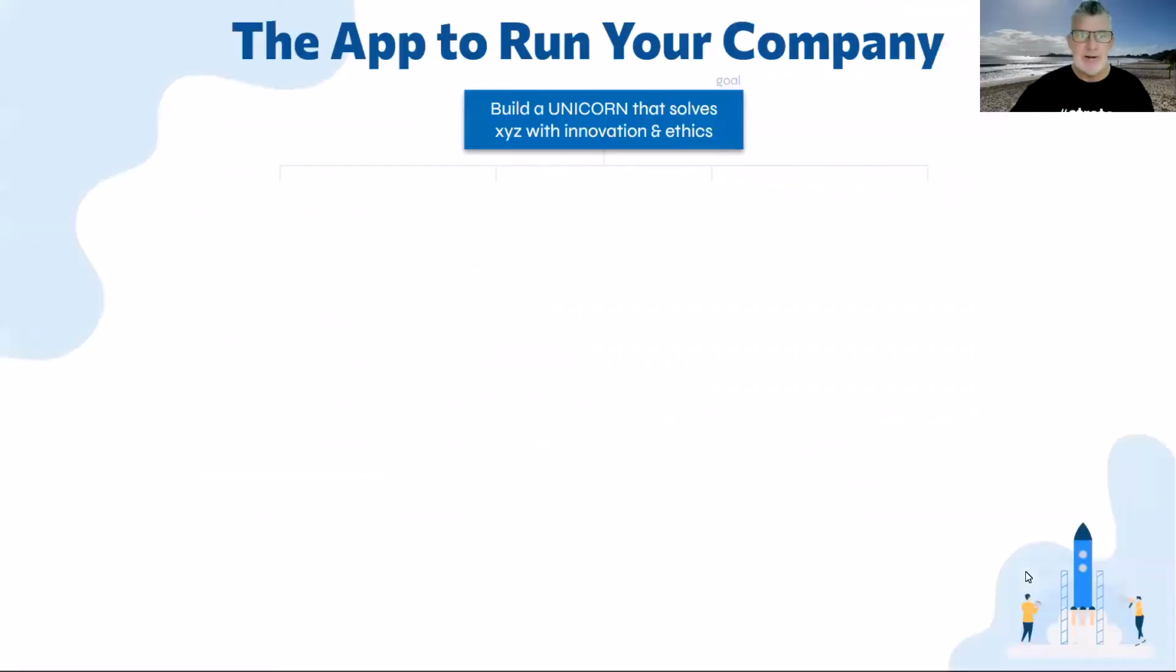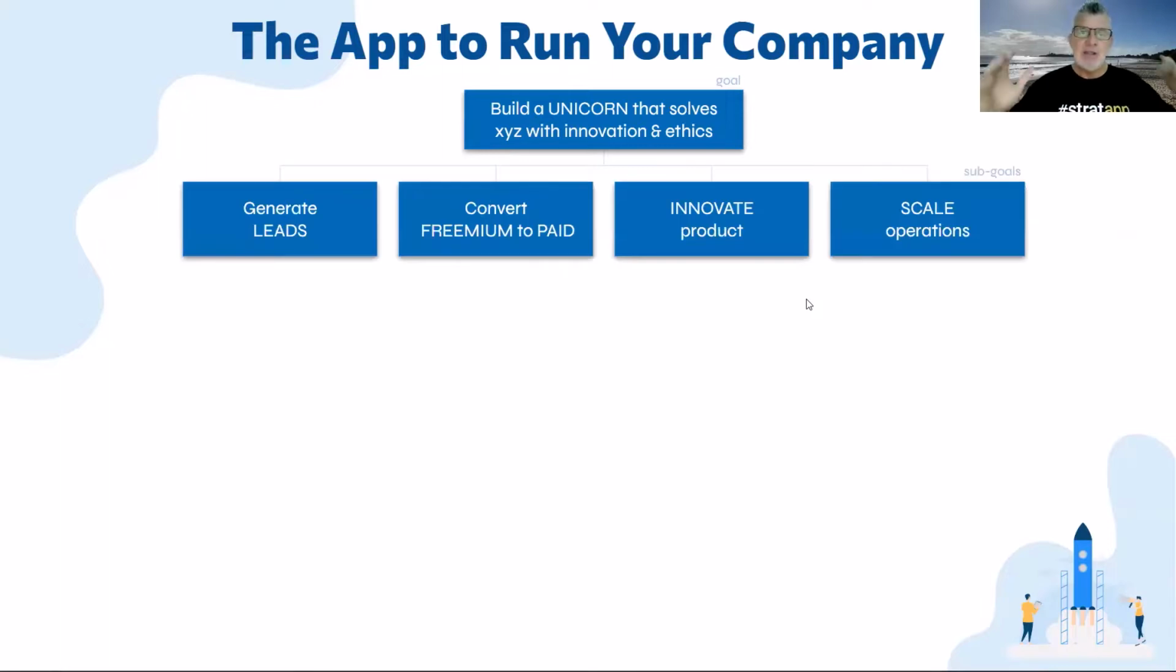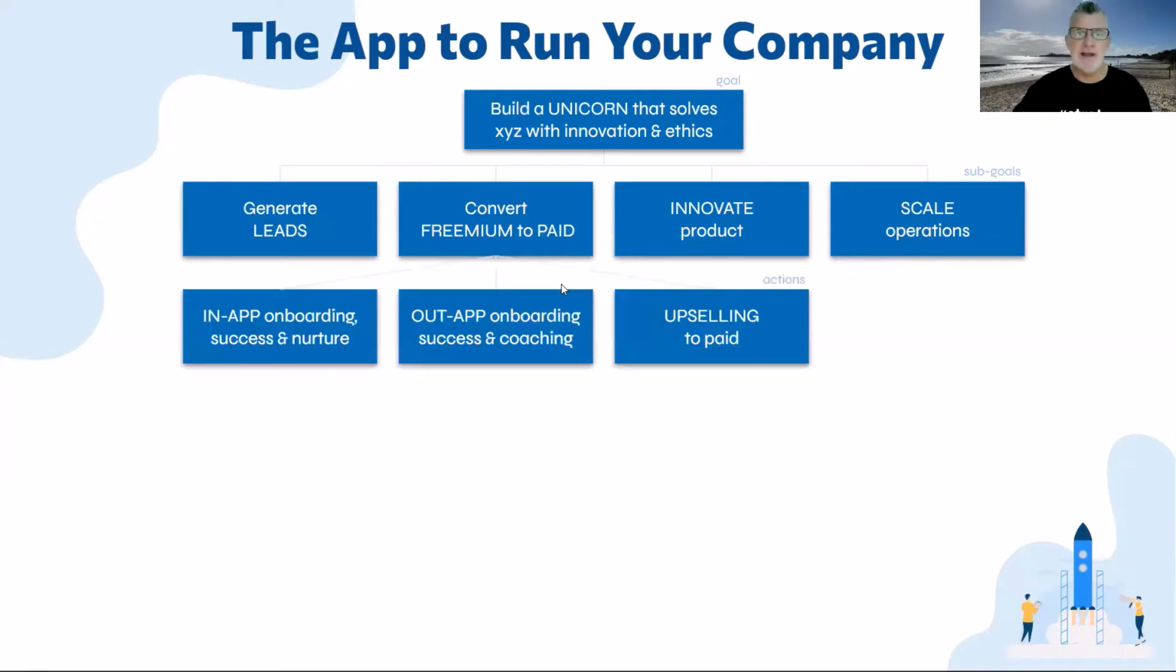So next slide. If you think about your strategy, you're building that out as a strategy tree, and here's an example for a product company like ours. We want to build a unicorn, of course, and then that tree, you'll cascade your plan down in typically 3 to 6 levels at each point in the tree. So in our case, it's all about generating leads, of course, converting them from the freemium, innovating the product, and scaling operations. And you can keep building your tree down.